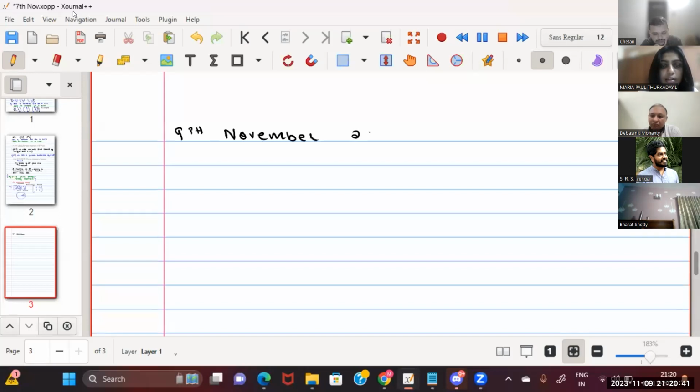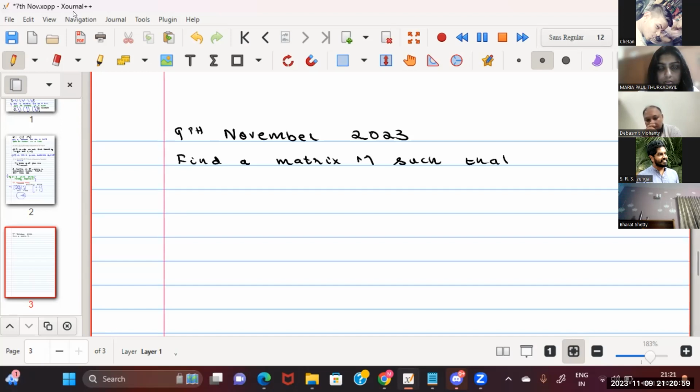So what we are trying to find here is, we have to find a matrix M such that if we apply any input vector to it, the magnitude or norm of the vector gets preserved.